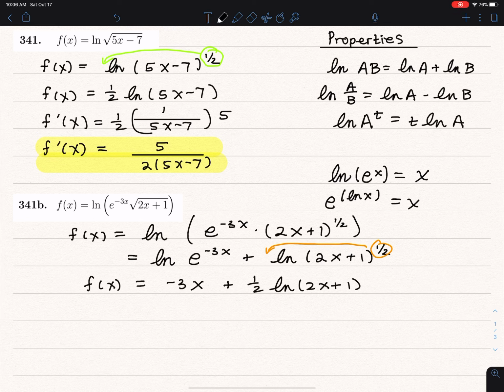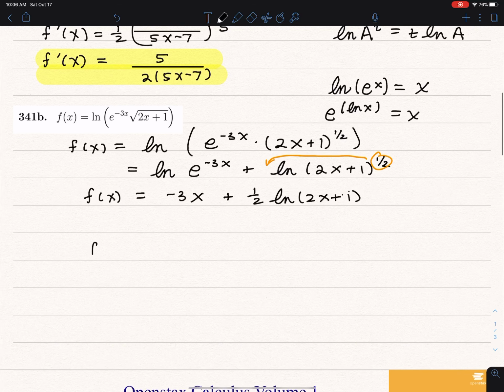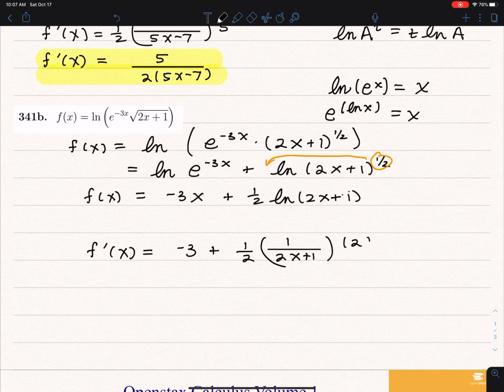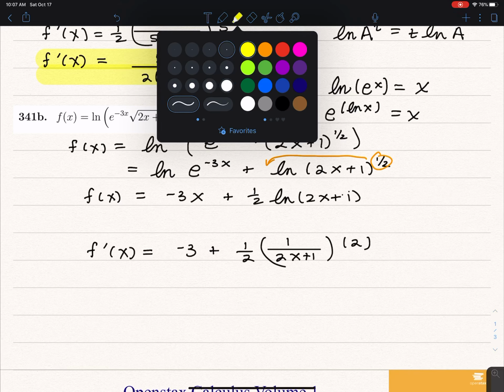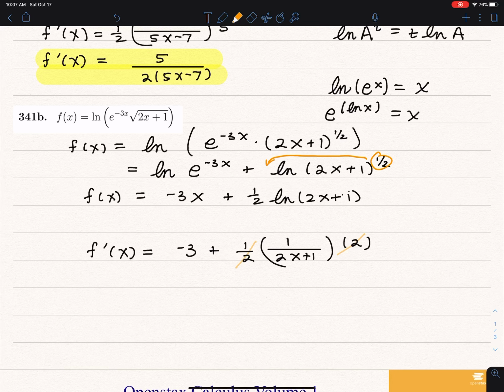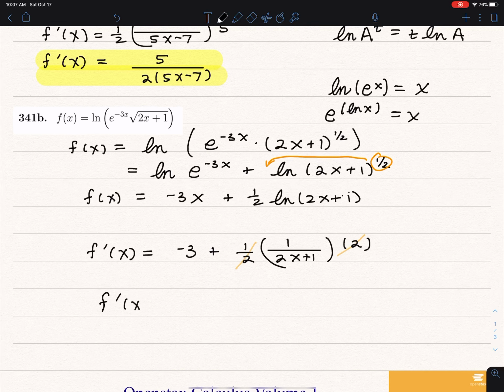That's a lot of stuff before I even took the derivative. Now I'll take the derivative, but those derivatives are relatively simple. For negative 3x, the derivative is negative 3. For the 1/2, leave that alone. For the 1/2 ln of 2x plus 1, it's going to be 1 over 2x plus 1. That's the derivative of a logarithm: it's 1 over everything inside. Then I take the derivative of what's inside, which is 2. Then cancel, and try to write a neat answer.